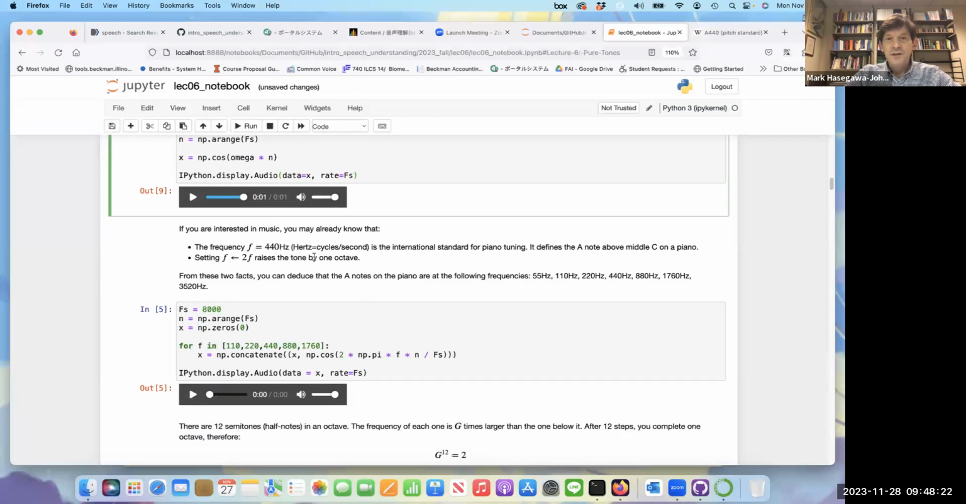So if you're interested in music, you might already know that F equals 440 is the standard for tuning the piano, and that defines the A note above middle C. If you want to go up by 1 octave, you replace F by 2F. So we can create a series of A notes, 110, 220, 440, 880, and 1760. These will all be the note A on the piano, but they'll be the note A at different octaves.